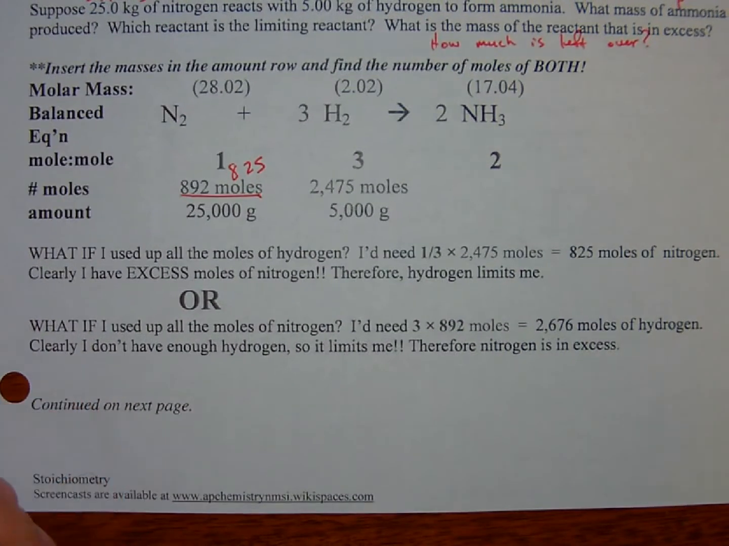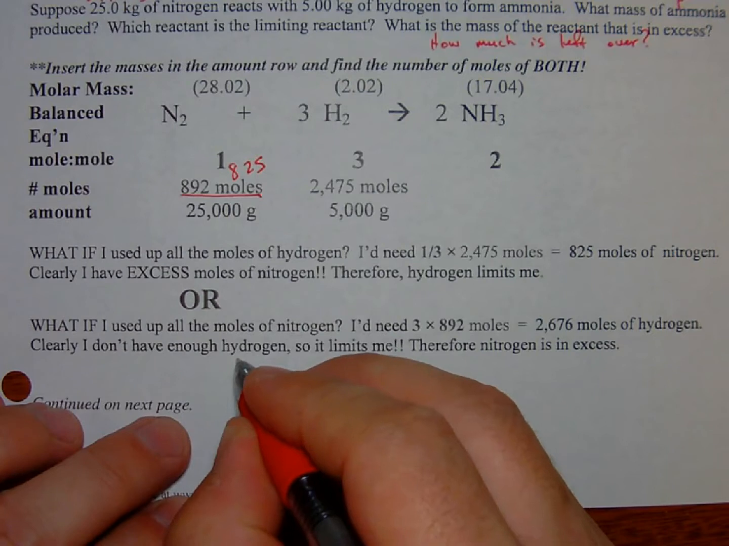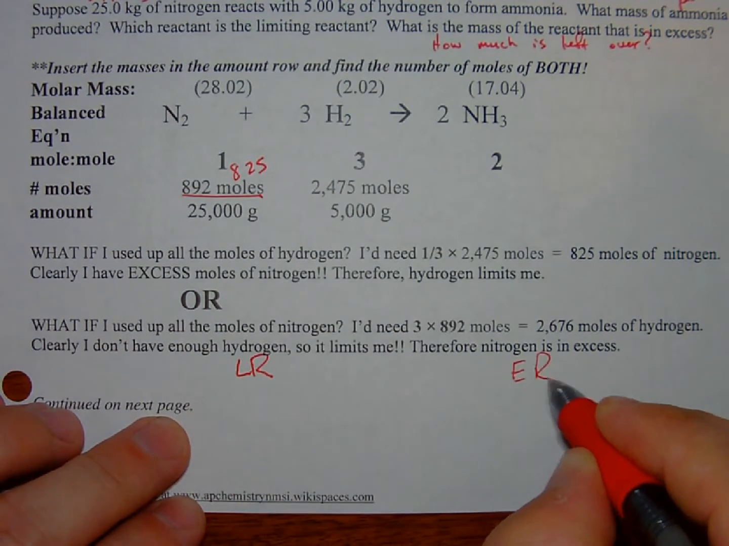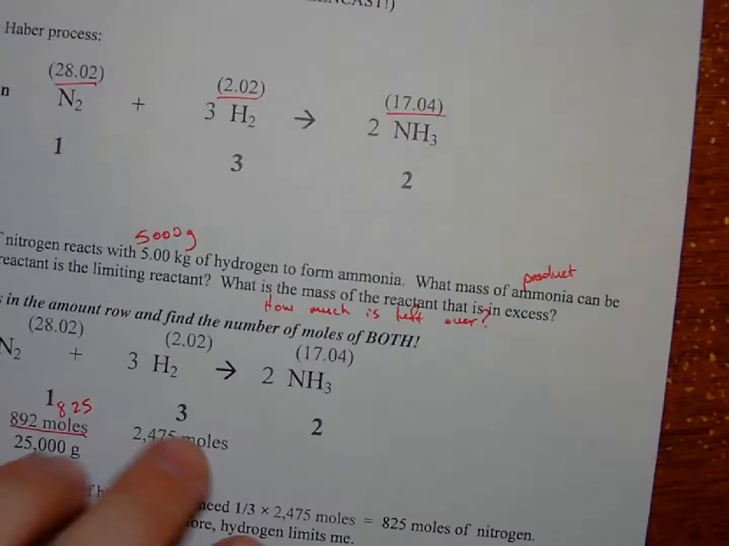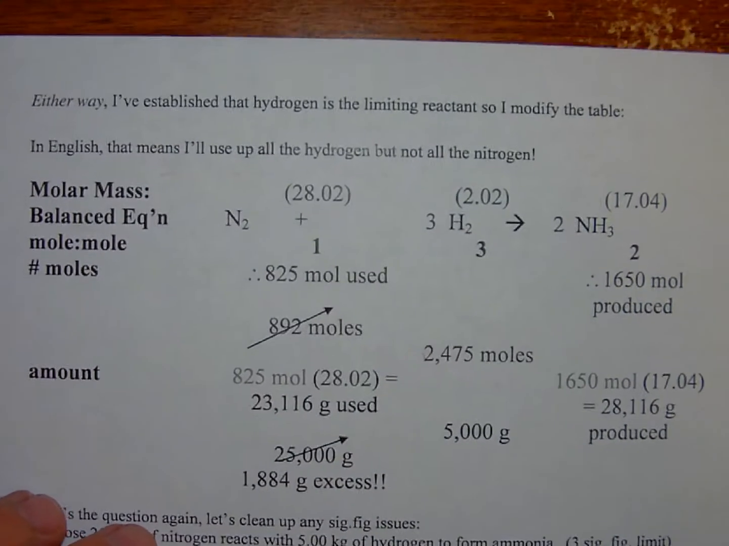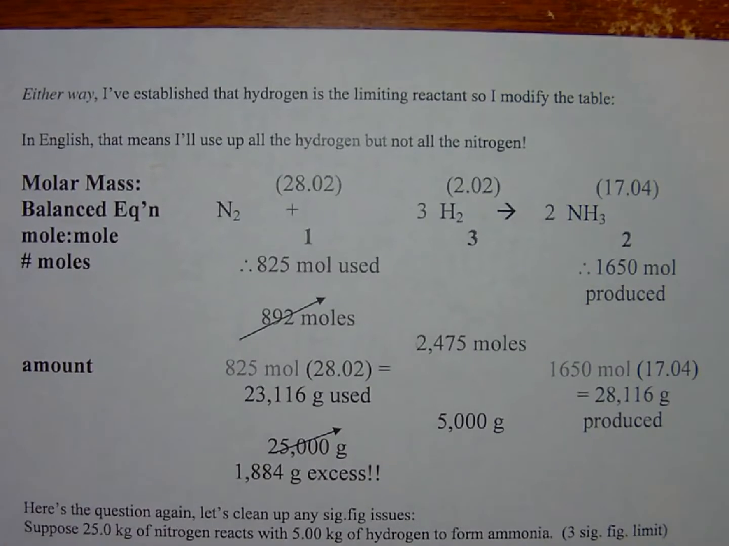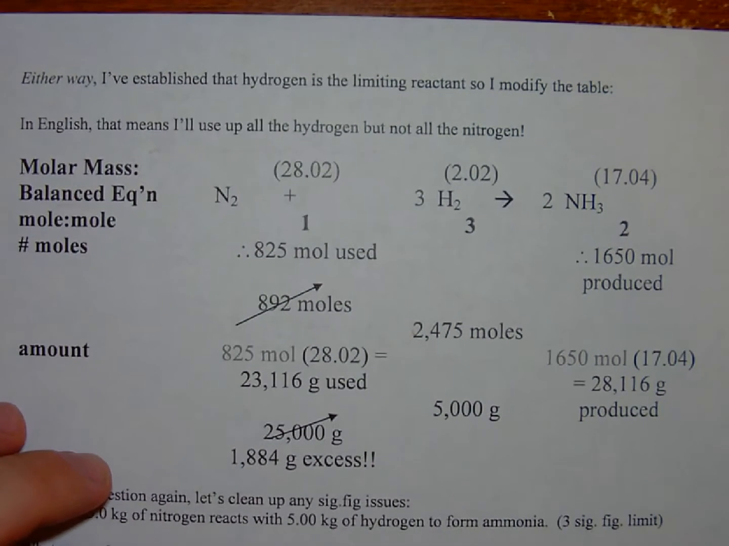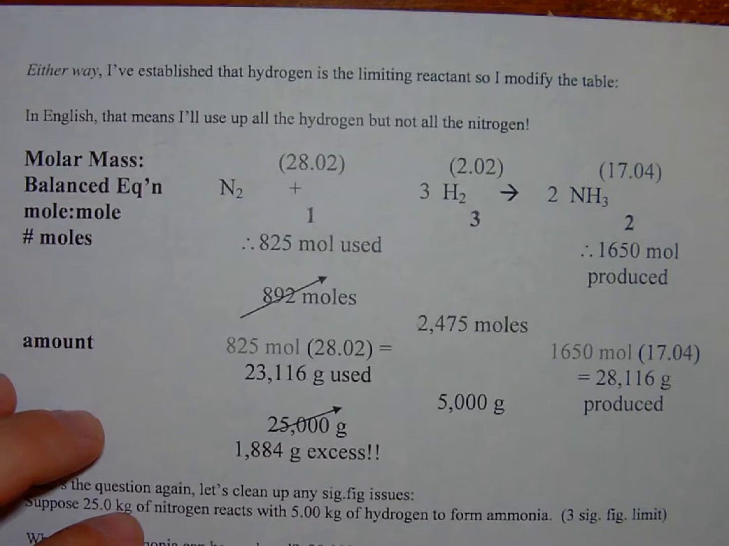I don't have enough hydrogen. I have too much nitrogen. So hydrogen is the limiting reactant. Nitrogen is the excess reactant. Either way you go about it, right? If you asked, what if I used all the hydrogen, how much nitrogen would I need? Or if I used all the nitrogen, how much hydrogen would I need? Either way, you're going to establish that hydrogen is the limiting reactant.